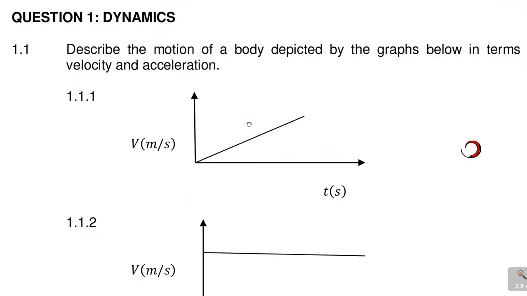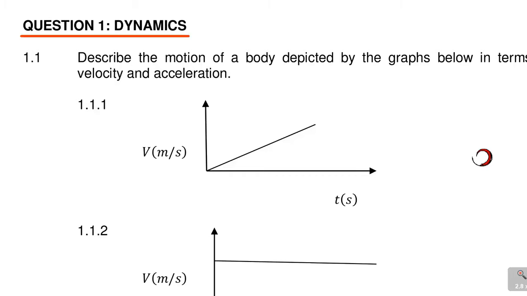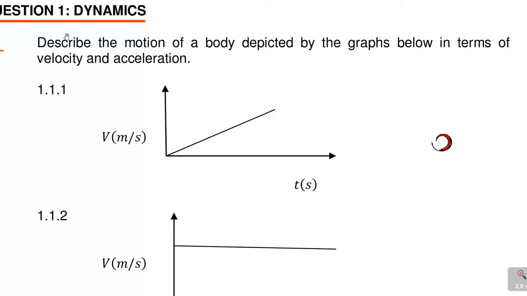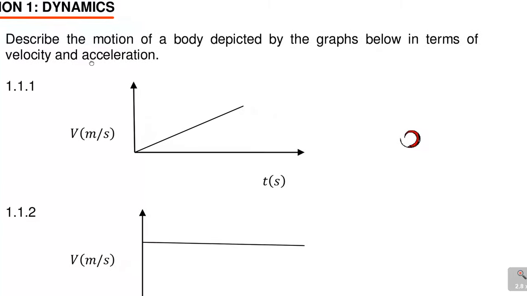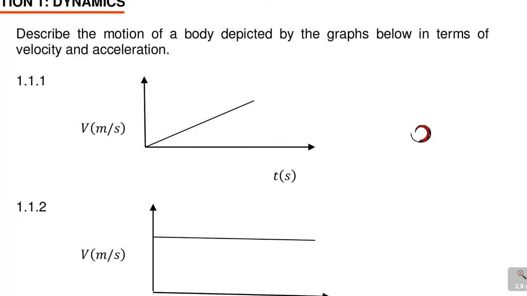The first part is question 1.1, as you say, dynamics. So that's the first part that you come in contact with. Question 1, and it's 1.1.1. Let us look at the question. It says, describe the motion of a body depicted by the graphs below in terms of velocity and acceleration. So we have to look at the graphs below. Then they gave us the key words, saying ensure that it is in terms of velocity and acceleration. So in our description, we must talk about velocity and we must talk about acceleration.